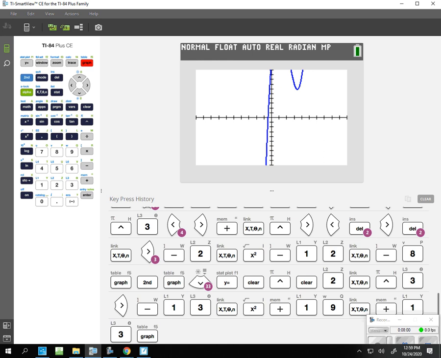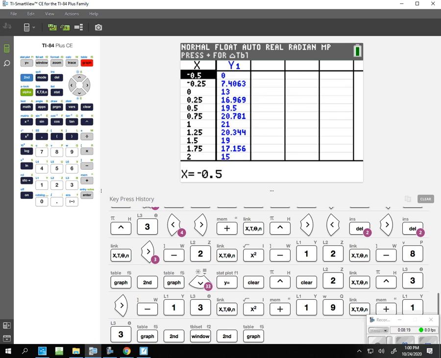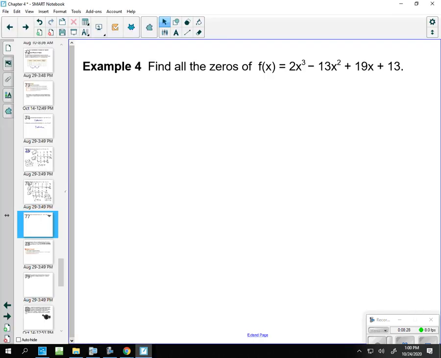Again, I've changed my table to be by 0.25. And if you don't remember how to do that, go to second table set, which is the window button, and you'll notice it says change in table. That's the little triangle table. And so now my table is going by 0.25. So I'm going to go second graph and I'm looking and I see it. It's -0.5. So when I go to solve this, I see where it's going to be a 0.